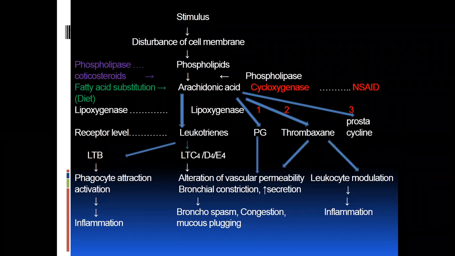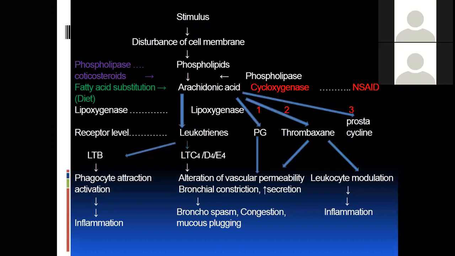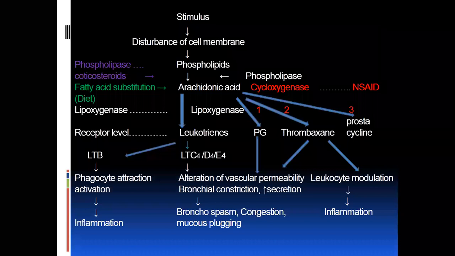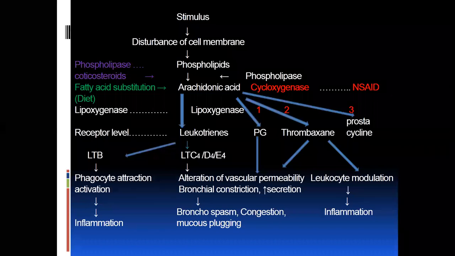Now the prostaglandin, thromboxane, prostacyclin and leukotrienes all have the same action, which is alteration of vascular permeability, bronchial constriction, and increased secretion, resulting in bronchospasm, congestion, and mucus plugging. While LTB4, C4, D4, etc. also have additional actions, for example, phagocyte attraction and activation, and the inflammatory process is exaggerated. Thromboxane also leads to leukocyte modulation, converting into the inflammatory process.